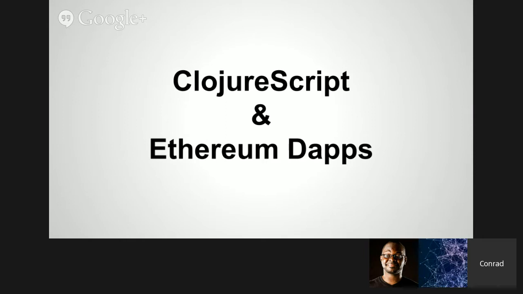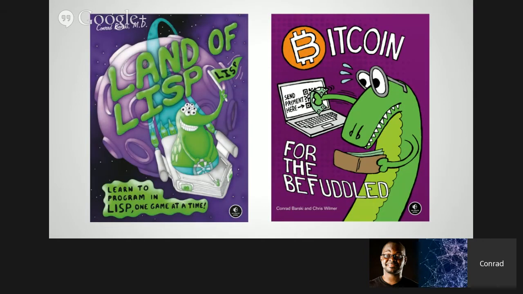But just to talk a little bit about myself, I'm Conrad Barski. So I've done some books. Here's two of my books. So the two things in the last decade that really got me excited were Lisp programming and cryptocurrency blockchain development.